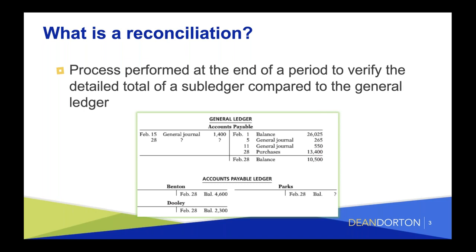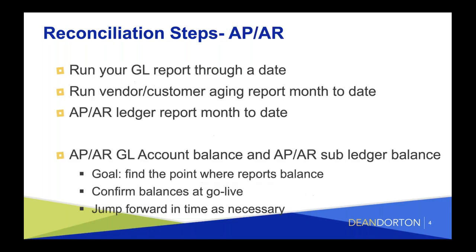So what is a reconciliation? It's a process performed at the end of a period to verify the detailed total of a subledger compared to the general ledger. We all know that, right? You're taking your subledger, you're comparing it to your general ledger, and you should be in balance. Okay? And that's what we're looking for. That's what we're going to talk about today with reconciliation.